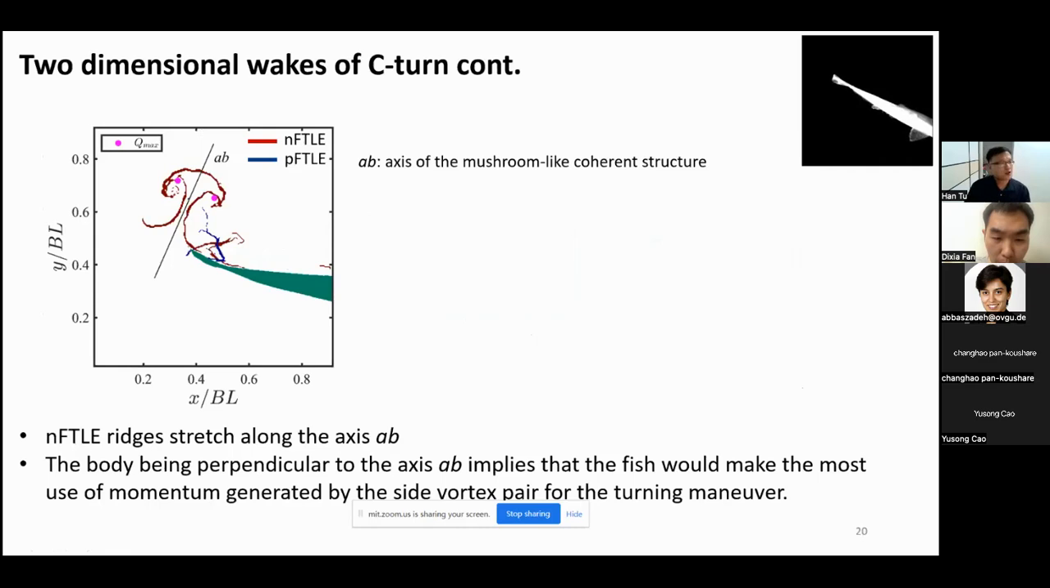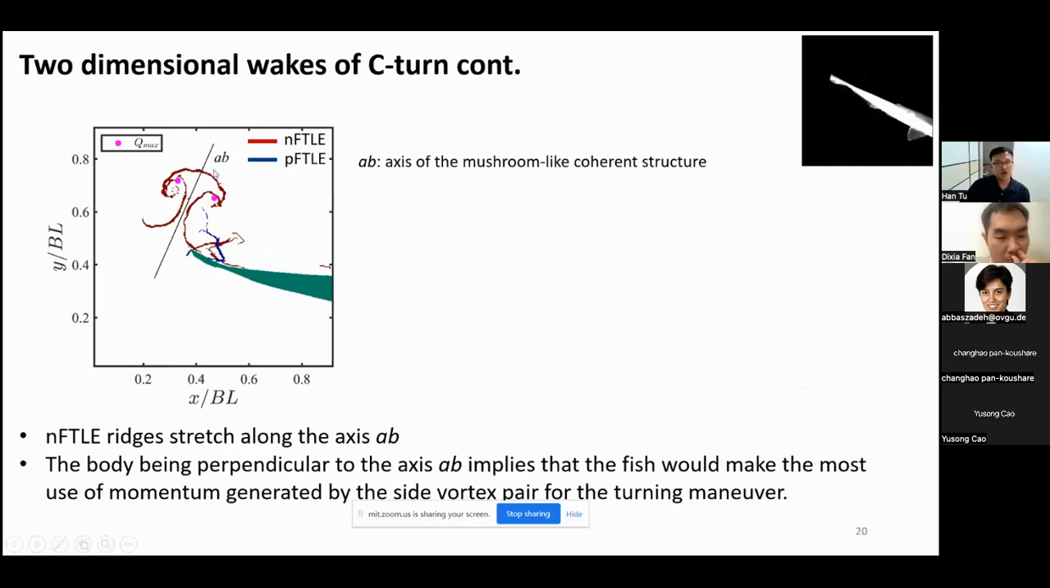And so finally, at the end of the turning, the fish is back to a straight shape. The FTLE ridges become a mushroom shape here. It's very funny. And the mushroom shape keeps on stretching because of the side jet J1. The flow goes here to here.